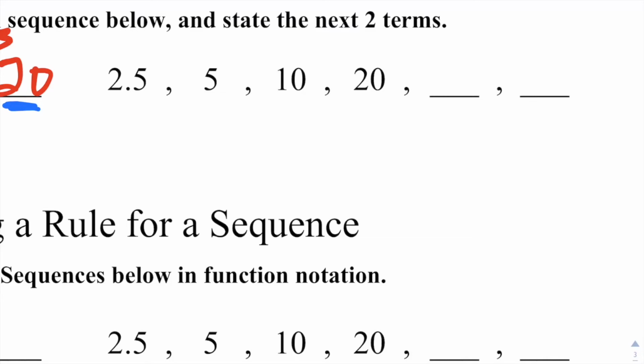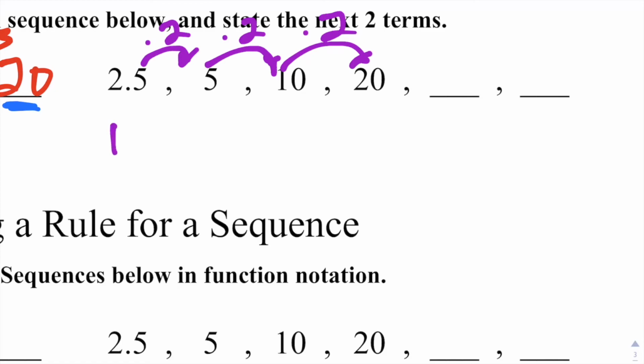So when I go from 2.5 to 5, it doubles, right? So I times 2. And then from 5 to 10, yep, I multiply it by 2. And then from 10 to 20, I multiply it by 2. So how I would describe this is I would say I double the previous term.